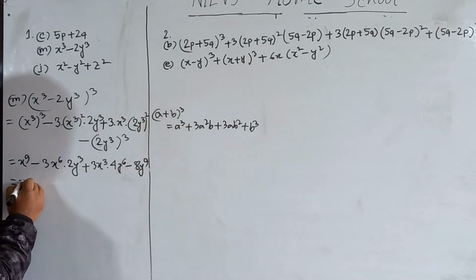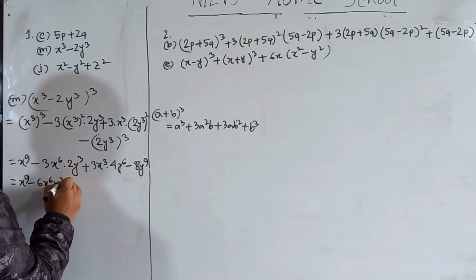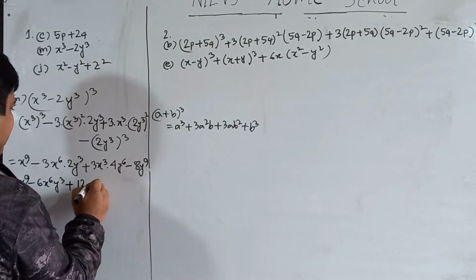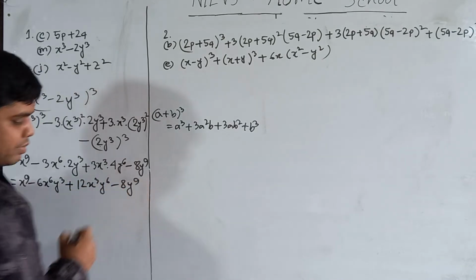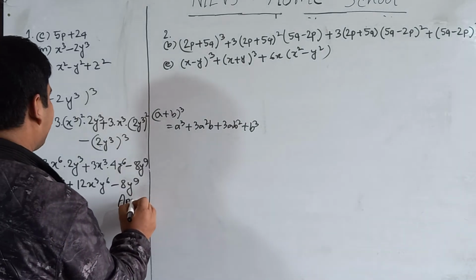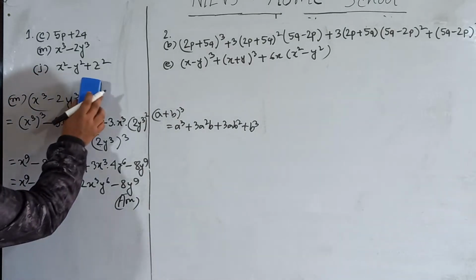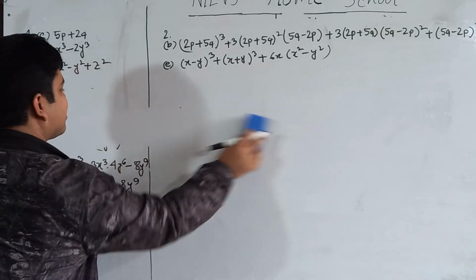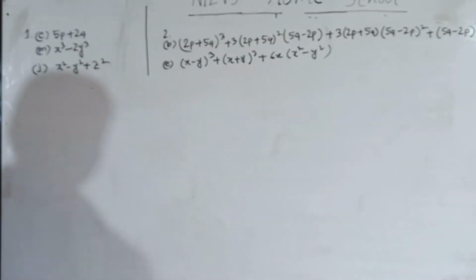Okay. Now x to the power 9, 3 2s are 6, x to the power 6 y cube, plus 3 4s are 12, x cube y to the power 6, minus 8 y to the power 9. I hope you have understood, my dear student. Next we shall solve another one which is z. It is very big, my dear student, but so easy. So how can we solve this? Notice please.